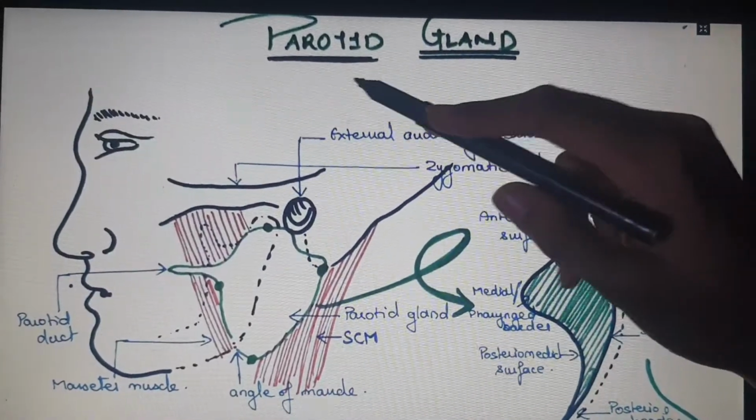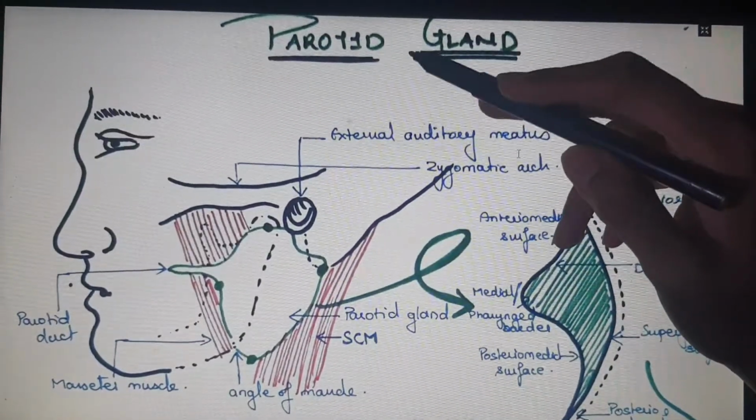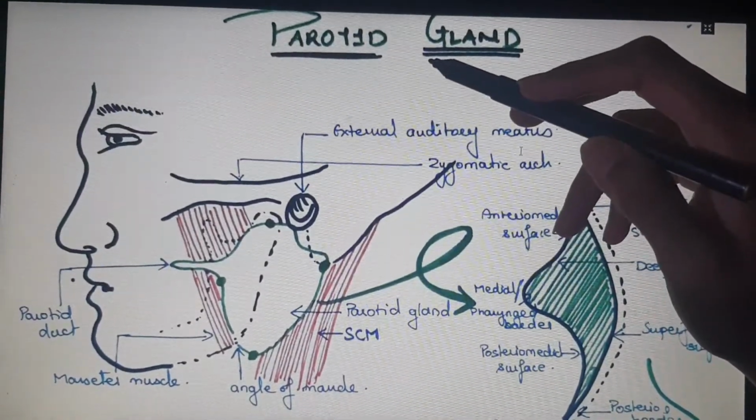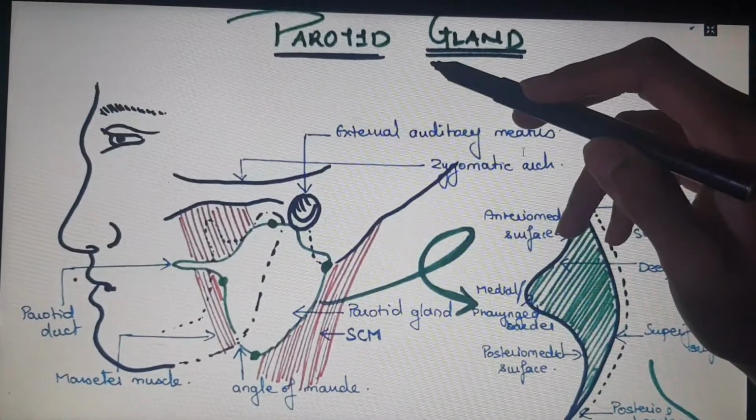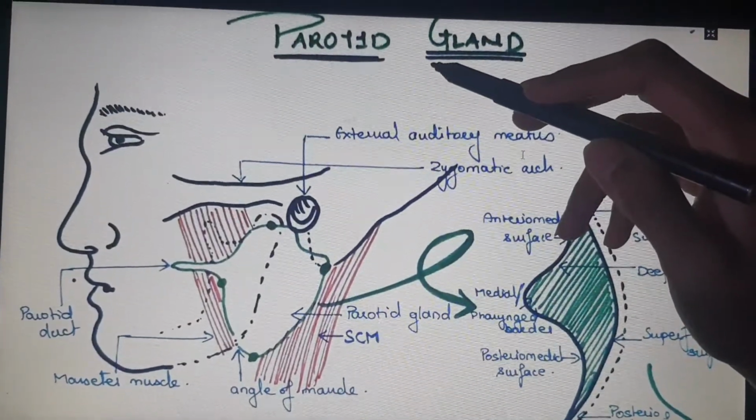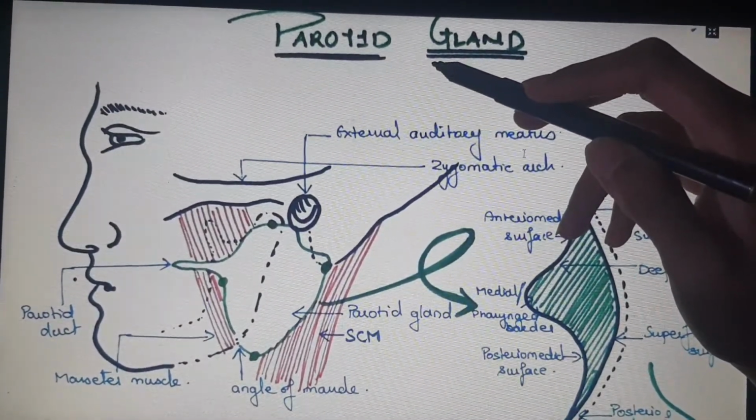So today's topic will be parotid gland. So I'll be talking about parotid gland, its nervous supply, blood supply, its boundaries and everything. So let's start with it now.